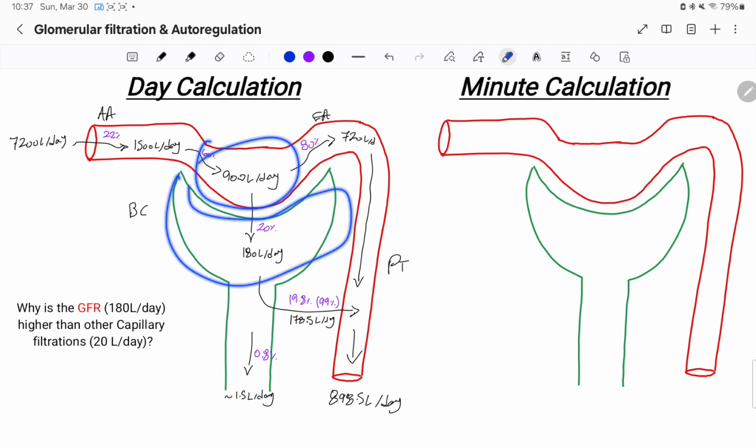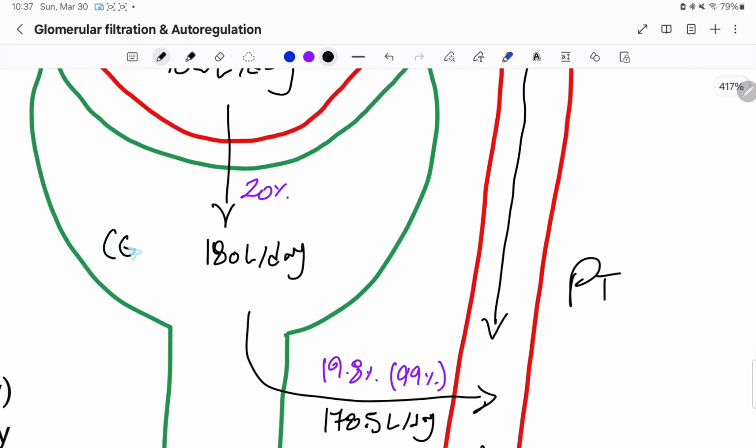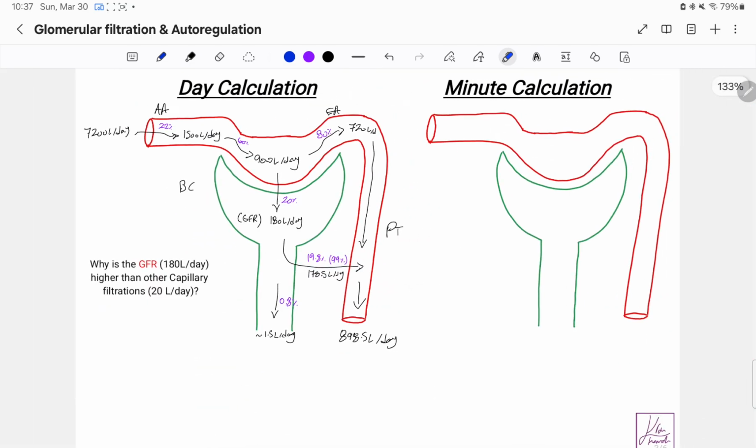Glomerulus, Bowman's capsule, and of 900 liters per day, 20% is getting filtered. That's 180 liters per day. That is the glomerular filtration rate in liters per day. If you were to remember any number, I definitely say you have to remember the 20%. Okay? Now, let's do the minute calculation very quickly.